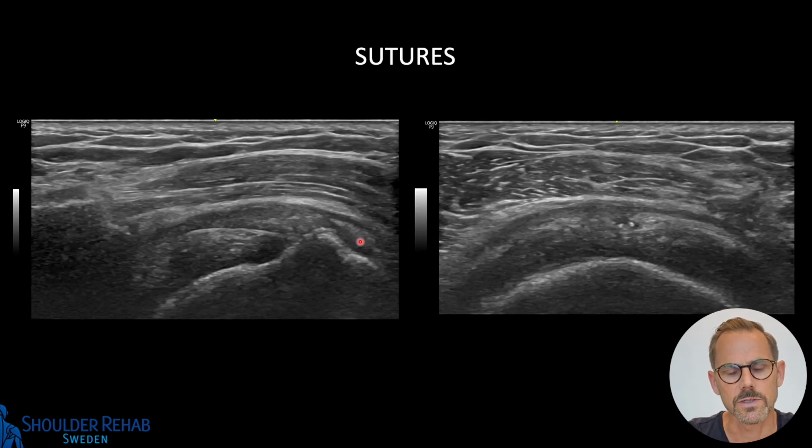We have talked and looked a little bit at the sutures in long axis. So this is a hyperechoic line, a long axis view of the supraspinatus tendon and the suture. But if we look at this in the short axis view, the sutures are just small hyperechoic dots. So the short axis view of the actual sutures within the tendon looks like that.